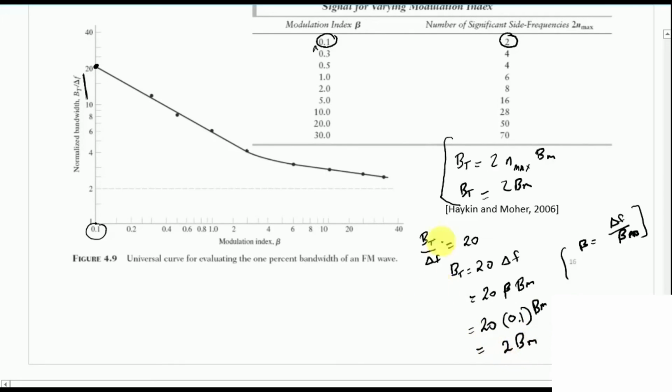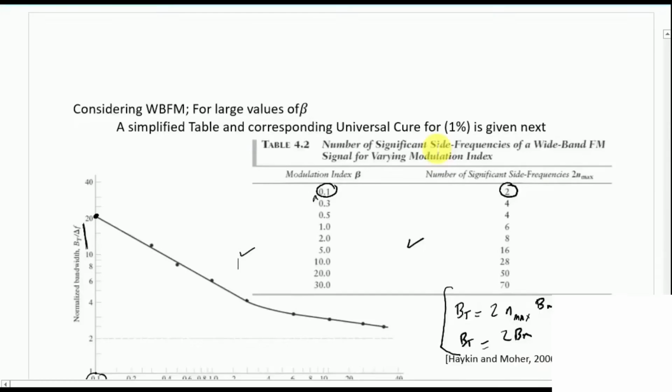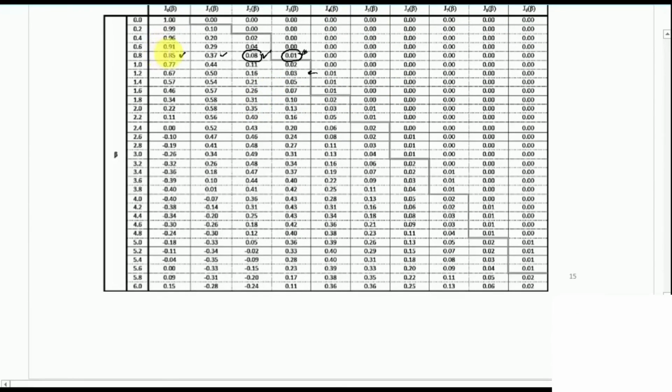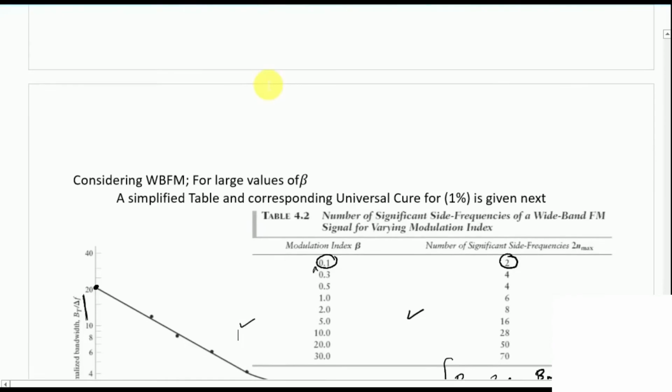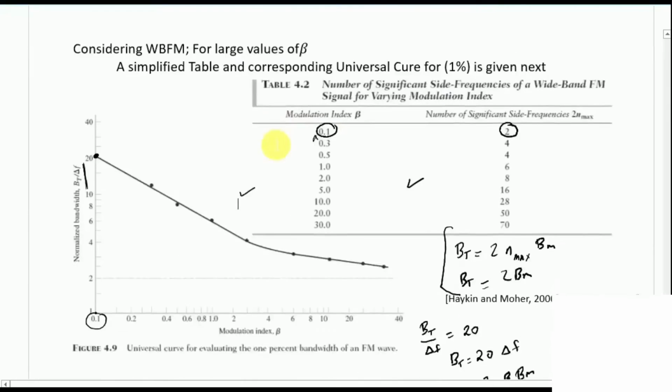The point of doing this exercise is that this and this are actually the same thing, so either you can use this table or you can use this curve to get the bandwidth. Also, not all values are available here, so you may need to go and fetch the value from here. We don't have a value of 0.1 here, we have a value of 0.2. So let's just hold that thought for a minute of how to use this table, right?